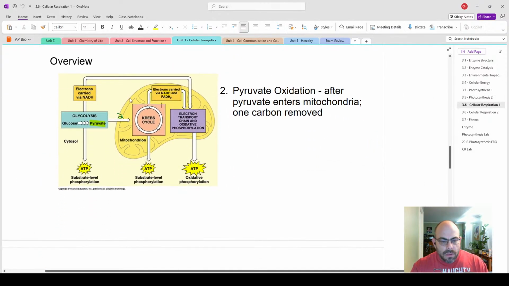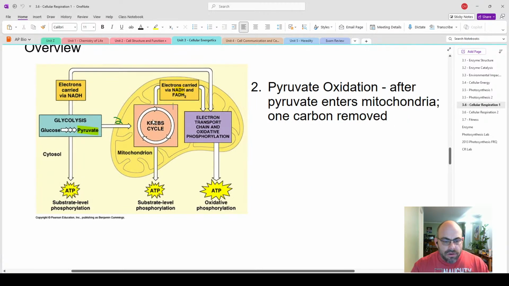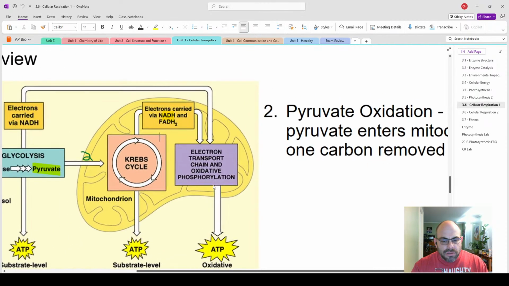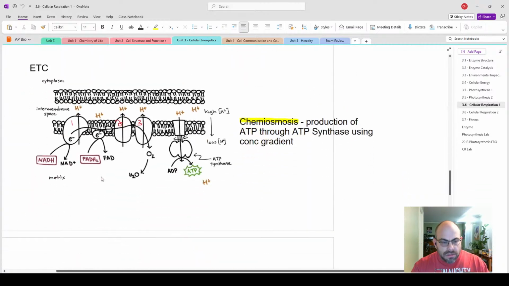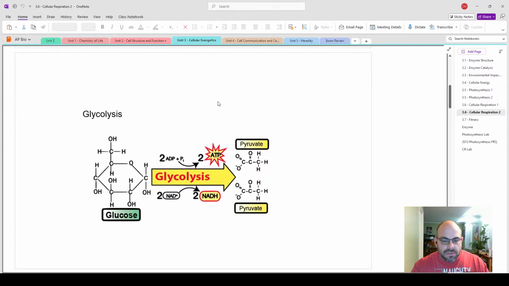Okay. And then those two carbons get on the Krebs cycle, and the Krebs cycle makes electron carriers. Those electron carriers go into the electron transport chain and drop off their electrons, which are accepted by oxygen, and ATP is made. That's the big picture for cellular respiration. Let's talk about the individual steps. And I'm going to talk about the individual steps on this one because they're all here.